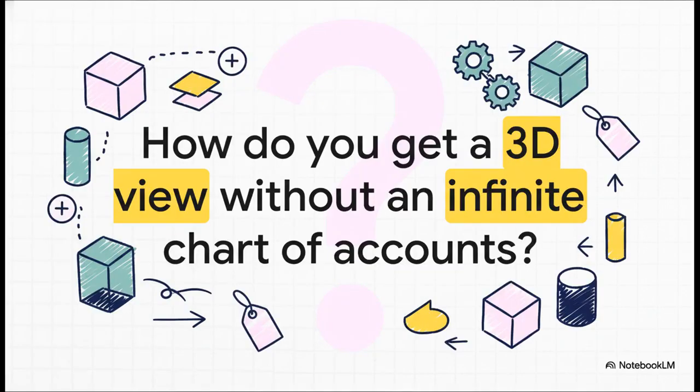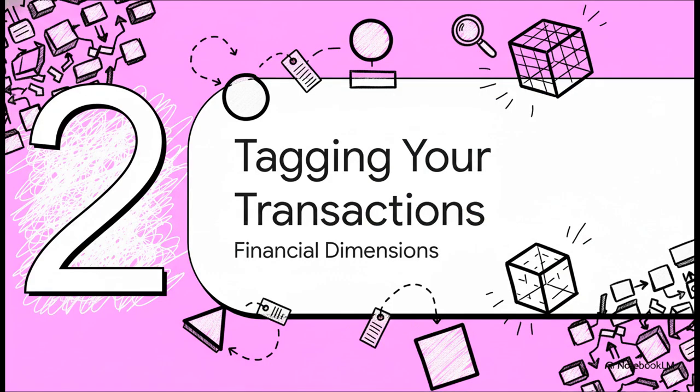And that leads you to this impossible question. How on earth do you get that three-dimensional view, profit by product, by region, and by campaign, without creating a chart of accounts that's a million lines long? There's just gotta be a better way. And, of course, there is.